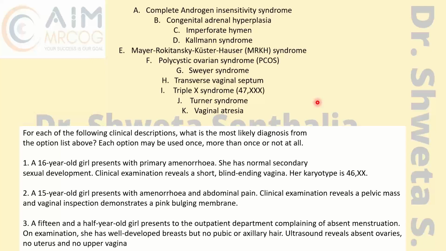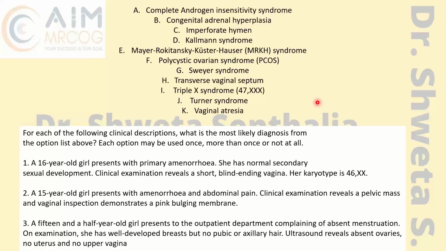Mayer-Rokitansky-Küster-Hauser syndrome, MRKH. Very good. Why do you think like that? Because, ma'am, short, blind vagina, and it's not talking about the uterus. Normal secondary sexual character is there, which is present with the syndrome, and karyotype is 46XX.